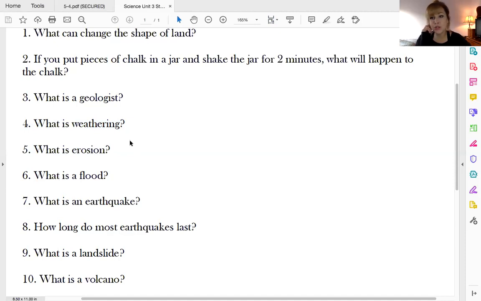So I wrote 2 different definitions, and it's just so that if I was going to take my science test, the more information I've written down, the better I would probably do on the test because I have more information. So once again, I wrote, when wind or water carries rocks and soil to a new place. Also, when land changes, okay? So I wrote that down for number 5, what is erosion.